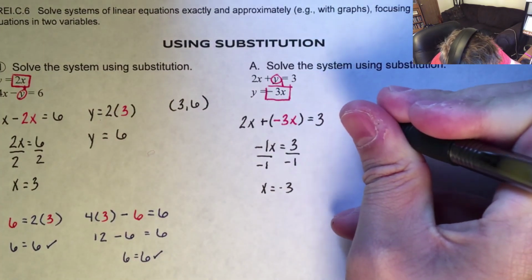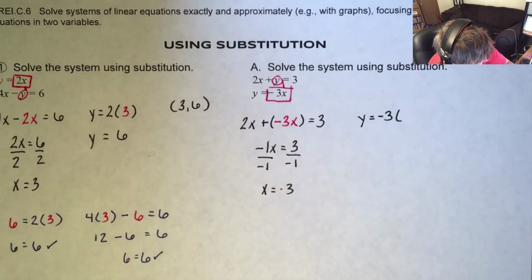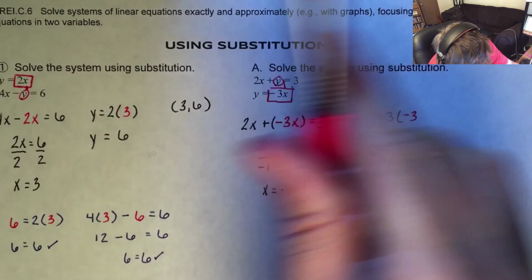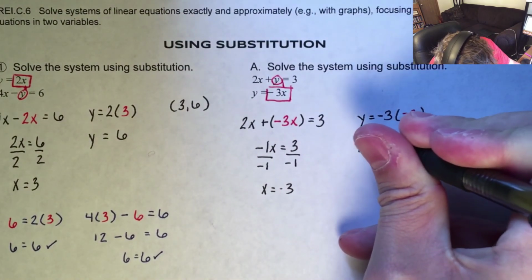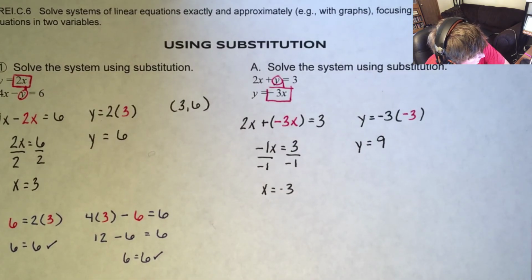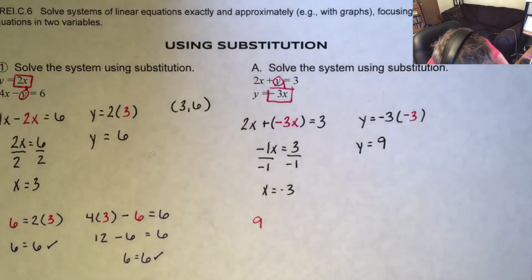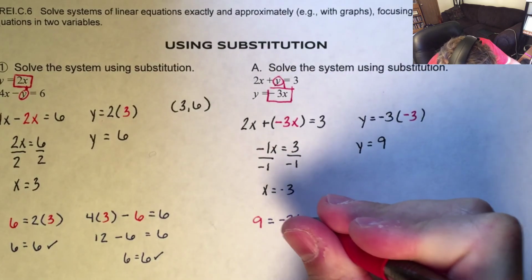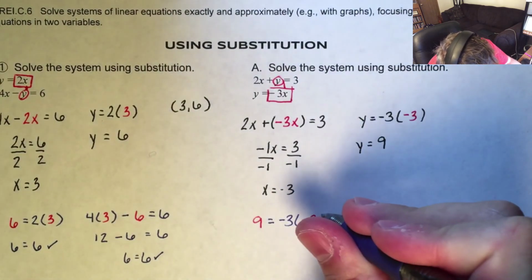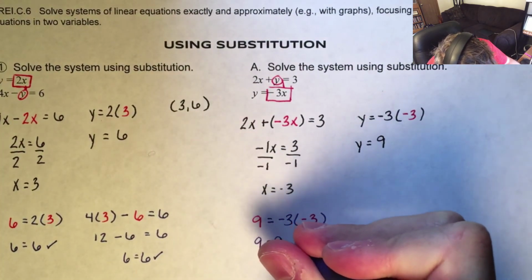Okay, and so we know y is equal to negative 3 times negative 3. So y is equal to negative 3 times negative 3, which is positive 9. And now I just need to check my work. I'm going to take that first equation here and replace y with 9, and it's going to be equal to negative 3 times negative 3. Okay, so then this is equal to 9, and negative 3 times negative 3 is positive 9. So okay, this checks out.